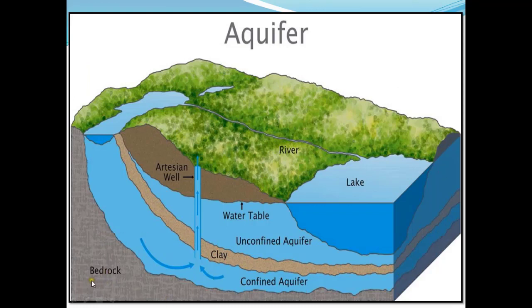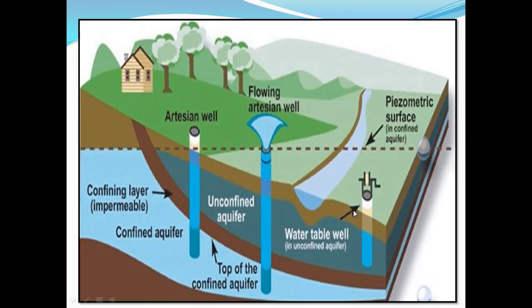Now we can see what the aquifer looks like. Here is the bedrock, where the confined aquifer and unconfined aquifer are, as well as the water table. We can also see the artesian well, and water from other resources, that is the river and the lake. So here you can also see how water moves in the ground.